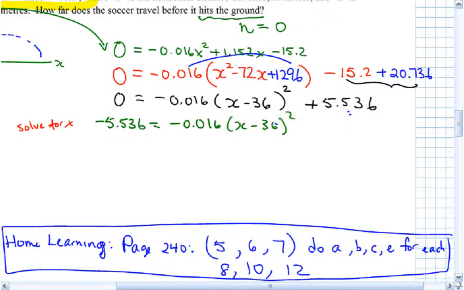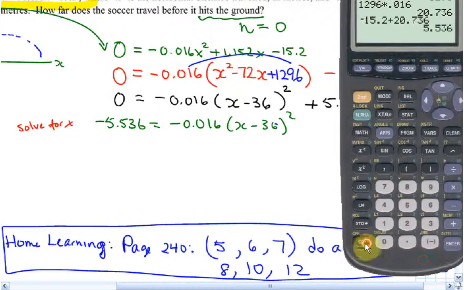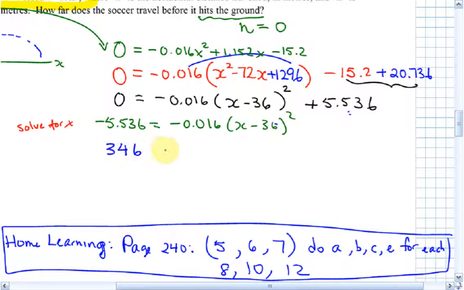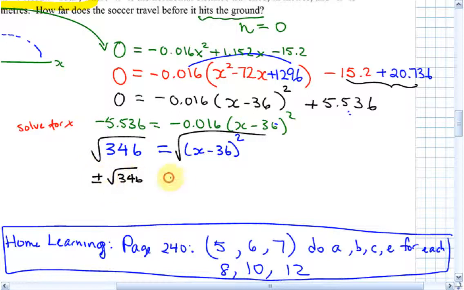What's my next step going to be? I'm going to take that decimal, negative 5.536, divide that by negative 0.016, and then make it equal to, oh look, it's nice, it's 346. By the way, this should be a positive number because your next step is to take the square root, and you can't take the square root of a negative number. So, once again, it's plus or minus root 346 equals x minus 36.